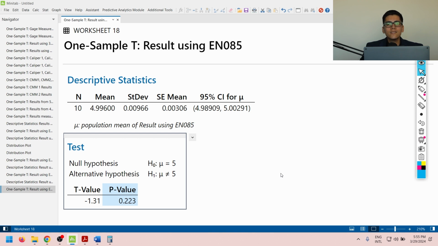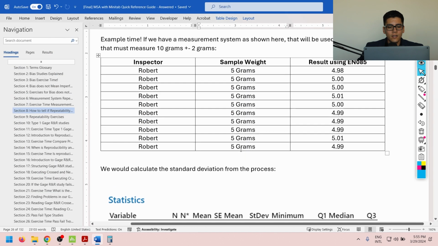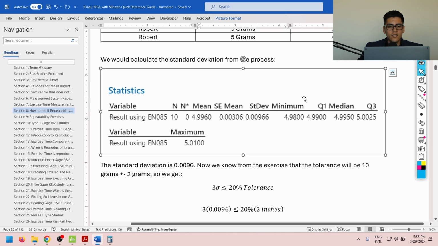Okay, so the system is not biased. The p-value is above 0.05. If you are not familiar with this topic, please review the previous sections where we cover bias in depth. Now, we know that the system is not actually biased, okay? And now we need to calculate the standard deviation.